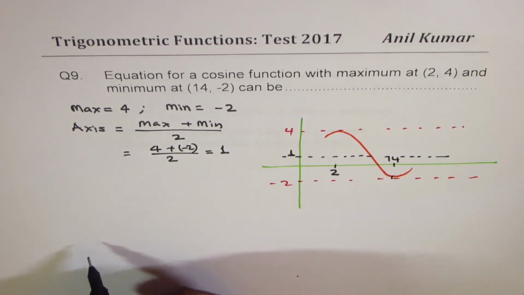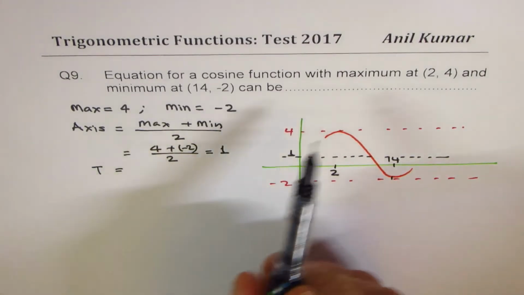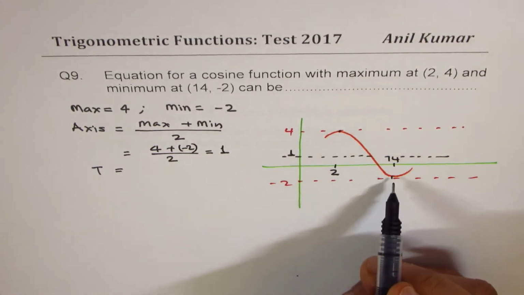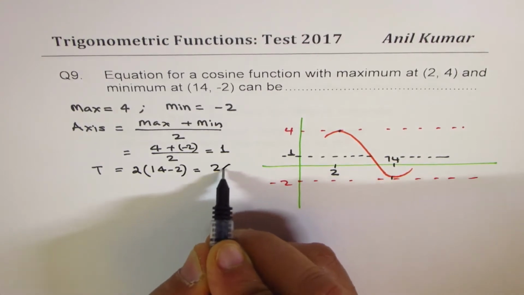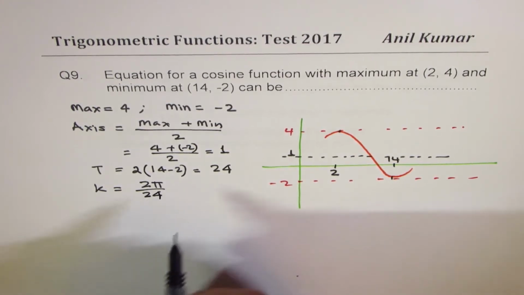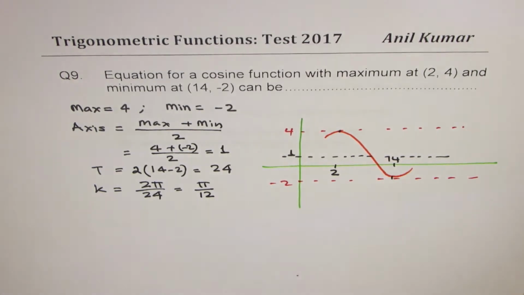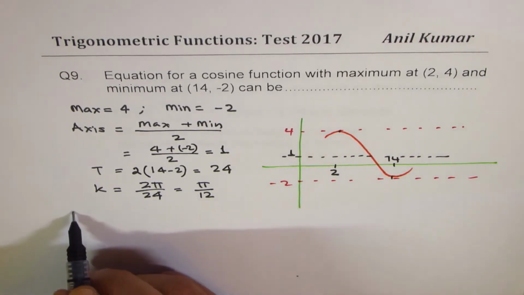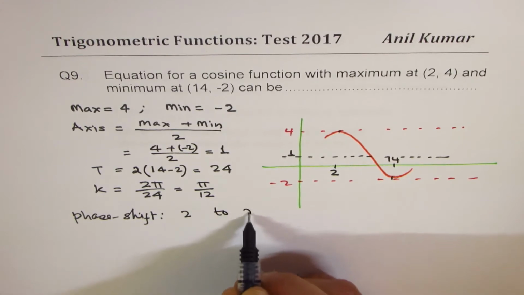Now time period will give us the value of k. Time period is the difference between these two, maximum and minimum, but this is half wave, so it will be twice the difference between these two, twice 14 minus 2, which is 24. Now that gives us the value for k, which is 2 pi by 24, right? 2 pi by T, and that is pi by 12. So that becomes the value of k. Now cosine function maximum is at 2, so there is a phase shift of 2 to the right, right?